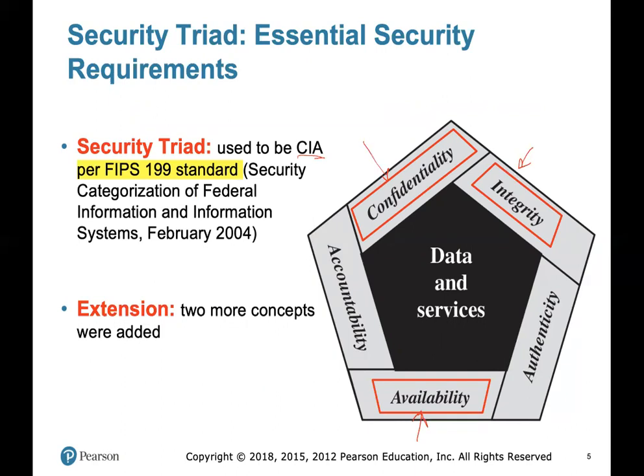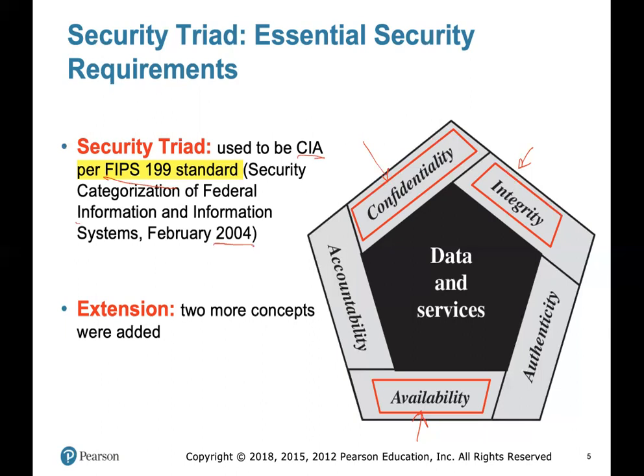These are the standard. There is a standard that came out by NIST in 2004, which is called FIPS 199, and FIPS stands for Security Categorization for Federal Information and Information Systems. FIPS 199 defines these three as the pillars, or the major components, of a secure computer system.